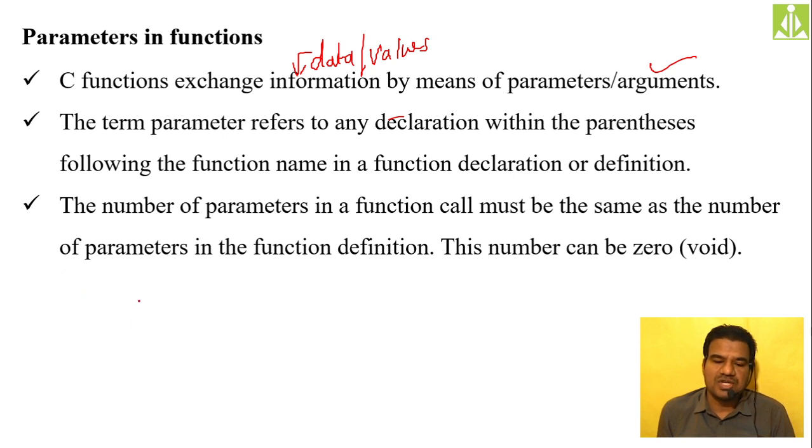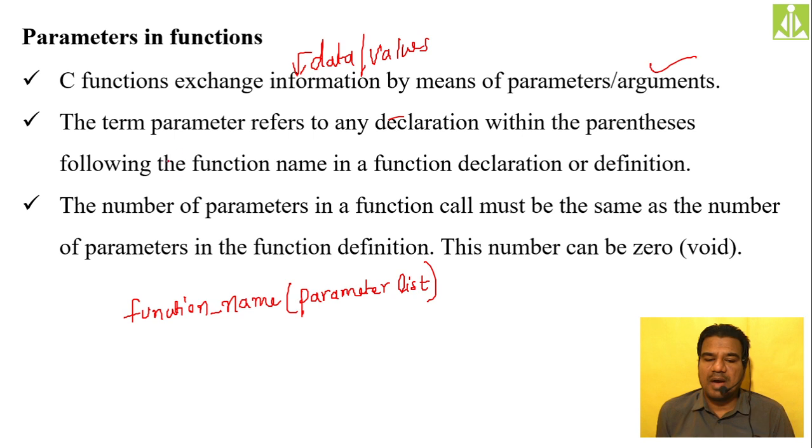Here, we write the function name, and then parenthesis. Whatever list we put inside, we call it the parameter list. The term parameter refers to any declaration. Here we do the declaration, in the sense that we specify the parameter name followed by its type, like int a, int b. Like this we put all our parameters.